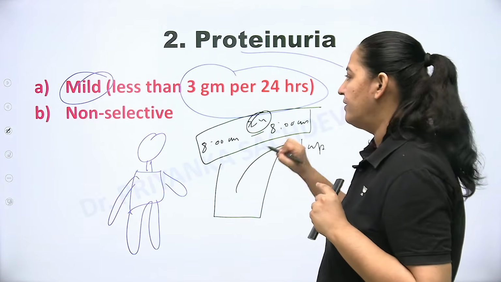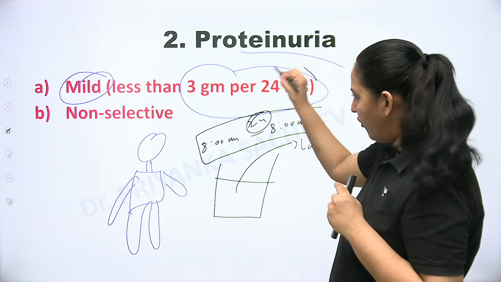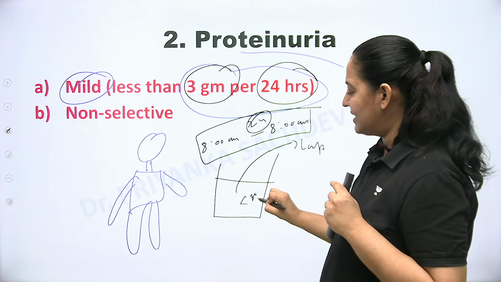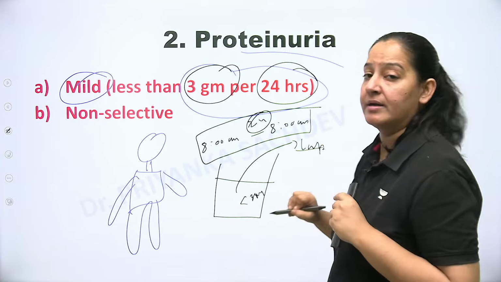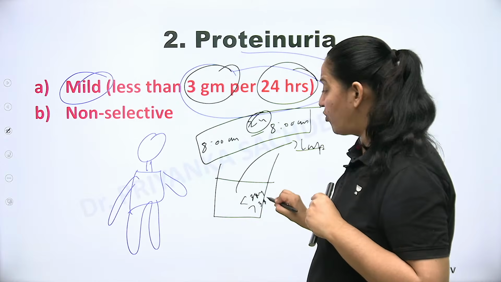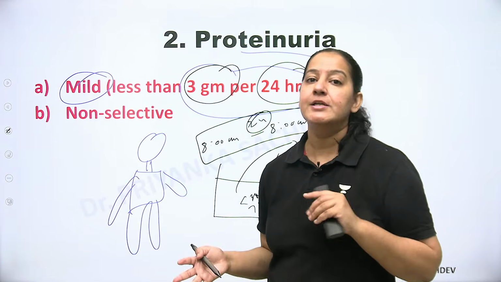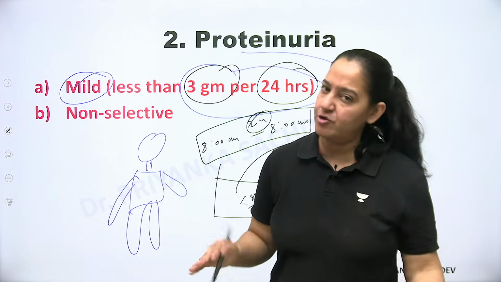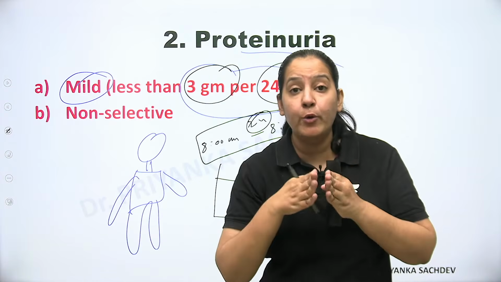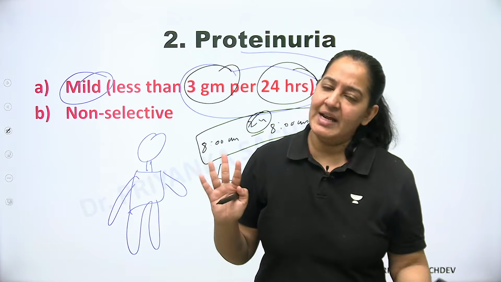In the lab, they will see how much is the volume and how much is the protein. If the 24-hour urine contains less than 3 gram of protein, it is mild proteinuria. And if it is more than 3 gram of protein per 24-hour urine collection, it is severe. So mild is seen in nephritic syndrome and severe proteinuria is seen in nephrotic syndrome. Proteinuria is seen in nephritic as well as nephrotic.